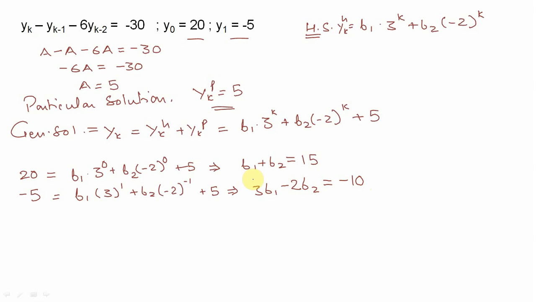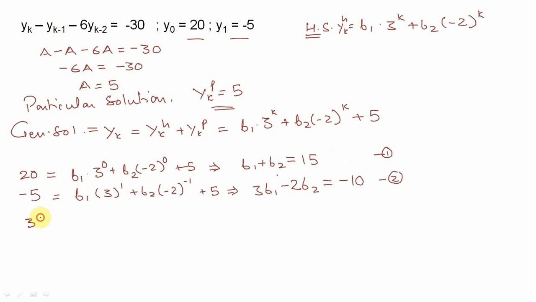So now I have two equations in two variables. This equation is in b1, b2. This equation is also in b1 and b2. So how do I solve these equations? Let us call this equation number 1 and this equation number 2. So what I can do is multiply equation number 1 by 2 and add it to equation number 2. Let's do that.